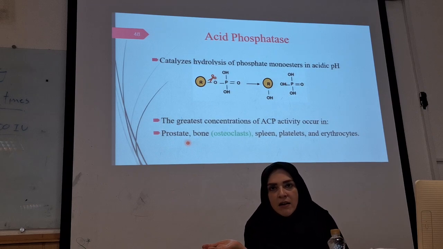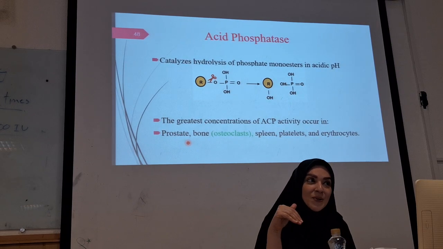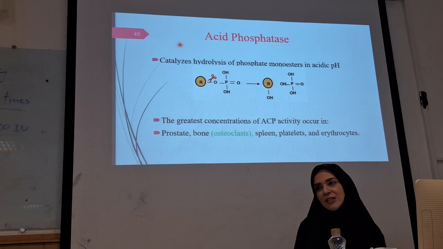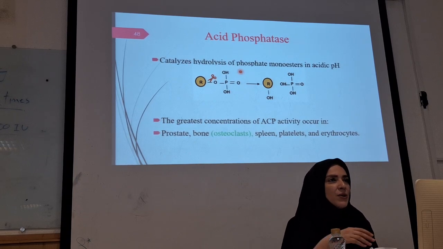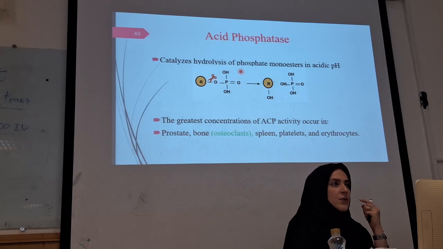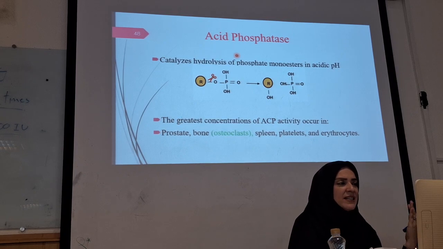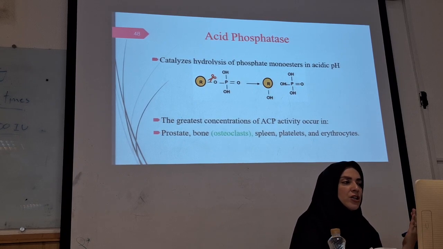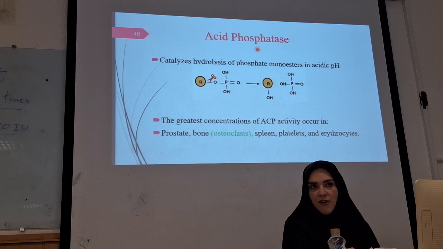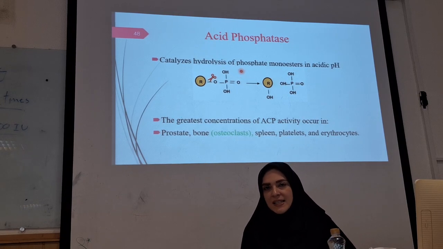Which cell contains alkaline phosphatase? The bones. Osteoblast. What about the osteoclast? Acid phosphatase. So whenever you have any problem regarding destruction of the bone, maybe there is an alteration in the acid phosphatase. So, as I mentioned, we have alkaline phosphatase and acid phosphatase.